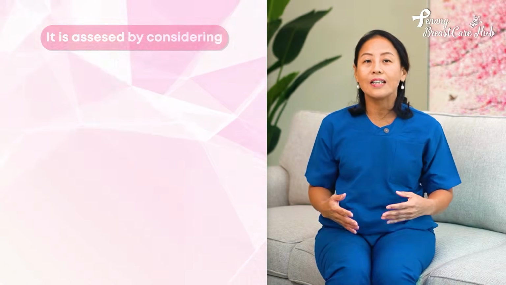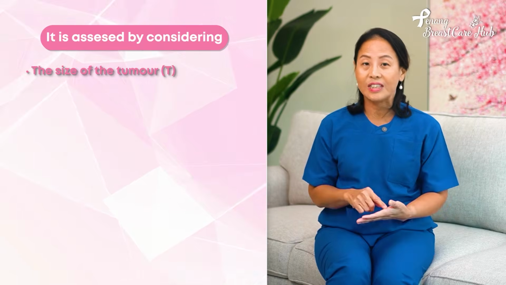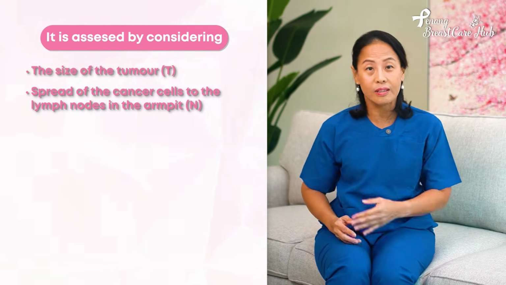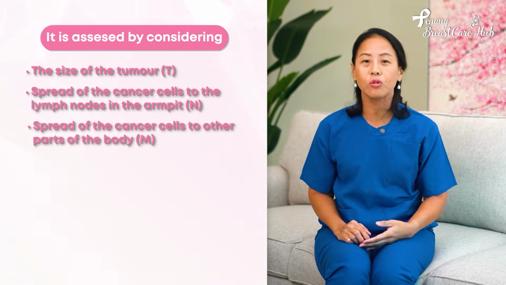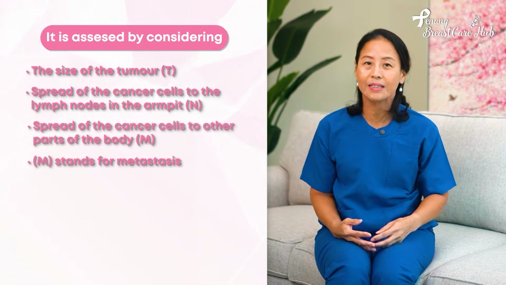How to determine the stage of the breast cancer? It is assessed by considering the size of the tumor, which is T, the spread of the cancer cells to the lymph nodes in the armpit, which is N, and the spread to other parts of the body, which is M. M stands for metastasis.